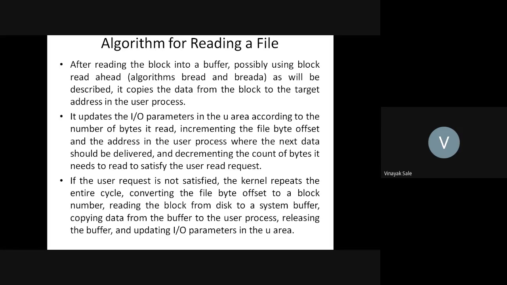It updates the input output parameters in the user area according to the number of bytes it read, incrementing the file byte offset and the address in the user process where the next data should be delivered, and decrementing the count of bytes it needs to read to satisfy the user read request. If the user request is not satisfied, the kernel repeats the entire cycle, converting the file byte offset to the block number, reading the block from the disk into a system buffer, copying data from that buffer to the user process, releasing the buffer, and updating the input output parameters in the user area.